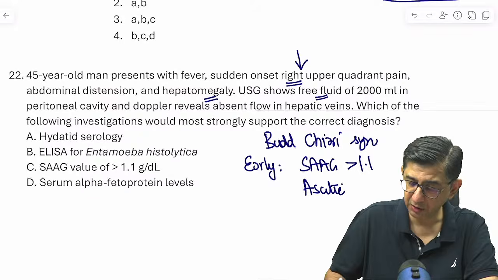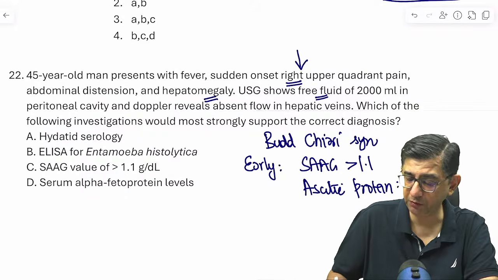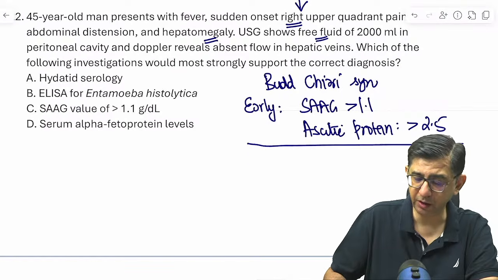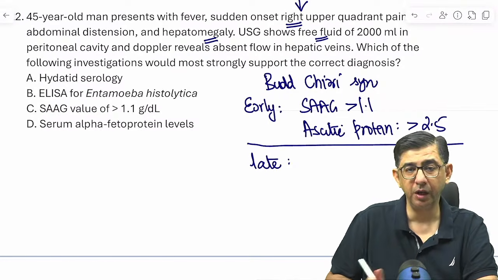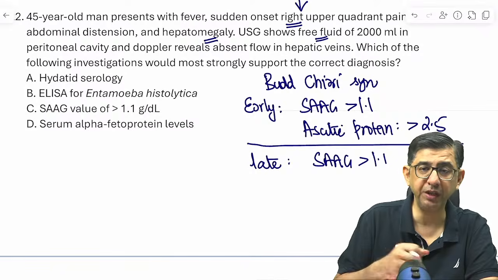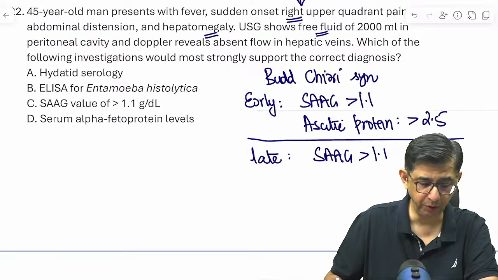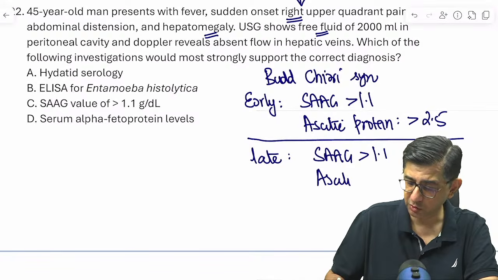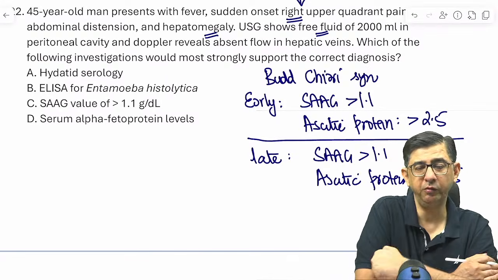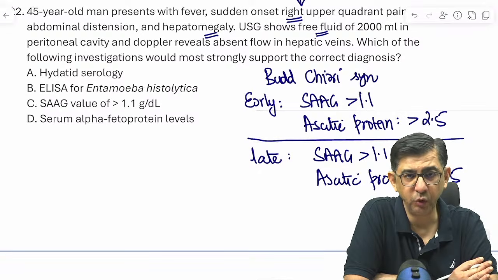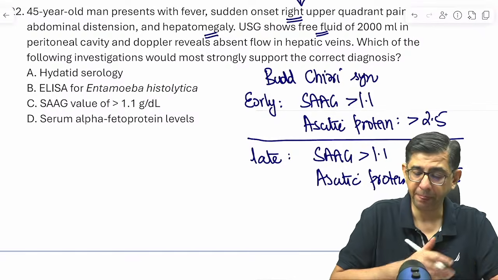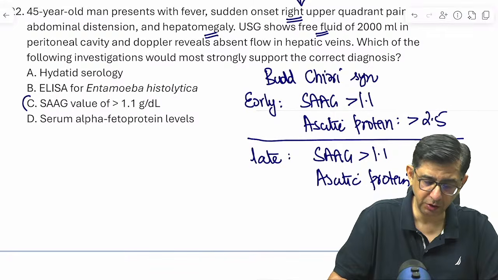In the early phase, because the pressure will be more, protein will be able to come into the ascitic fluid, so it will be more than 2.5 gram. In one of the INI-CET questions, they had asked regarding early Budd-Chiari versus late Budd-Chiari. In late Budd-Chiari, the SAAG value still remains more than 1.1, but because there is fibrosis, protein cannot come, and the ascitic protein values begin to become lesser. So just take care of that minor aberration: ascitic protein more than 2.5 or less than 2.5. For the early phase, it is more than 2.5, protein can come. In the later part, fibrosis prevents the protein from coming. Then, the answer to this question is option number C.